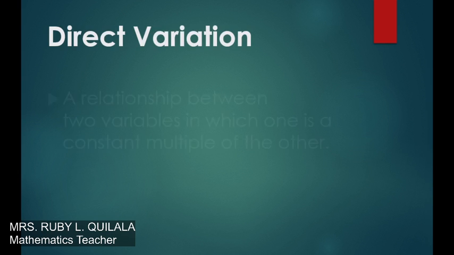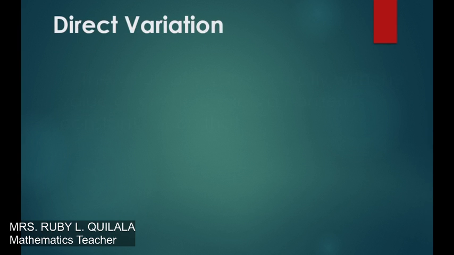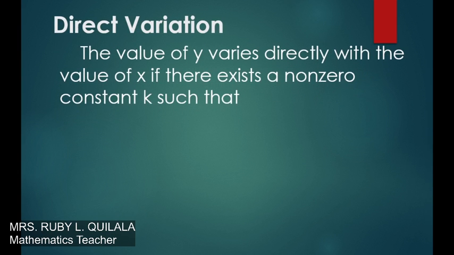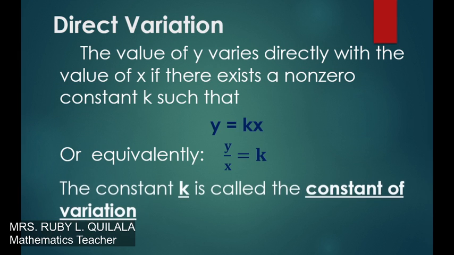What is direct variation? It is a relationship between two variables in which one is a constant multiple of the other. Mathematically, direct variation is defined as: the value of y varies directly with the value of x if there exists a non-zero constant k such that y is equal to k times x, or equivalently y over x is equal to k. The constant k is called the constant of variation.